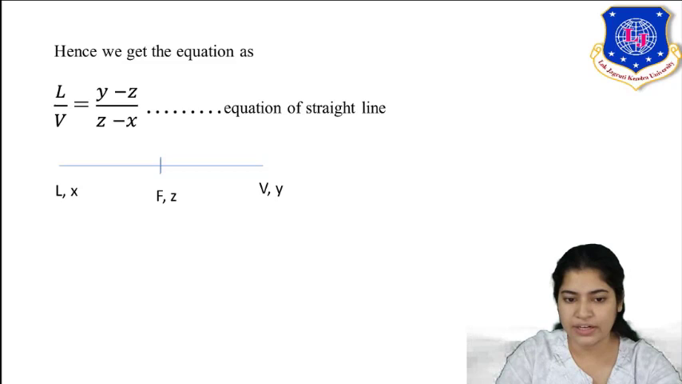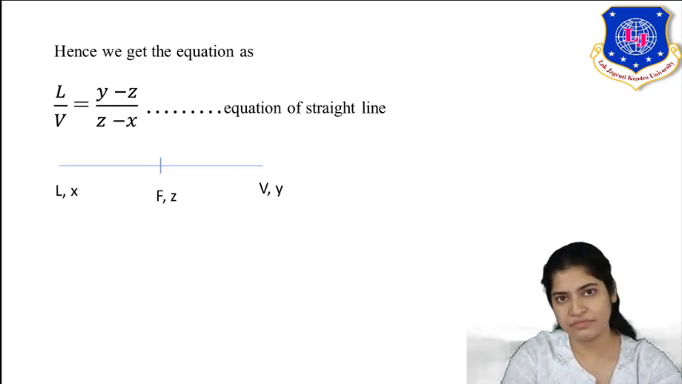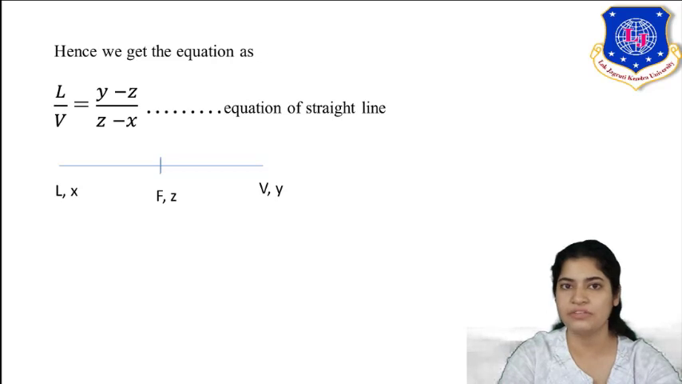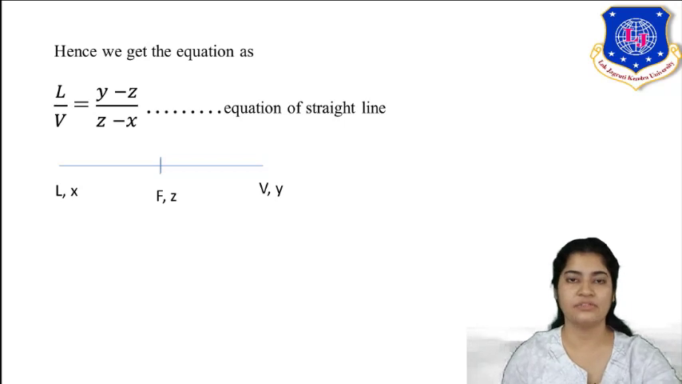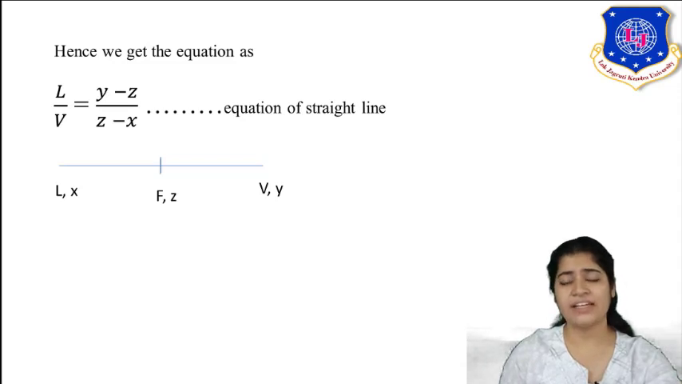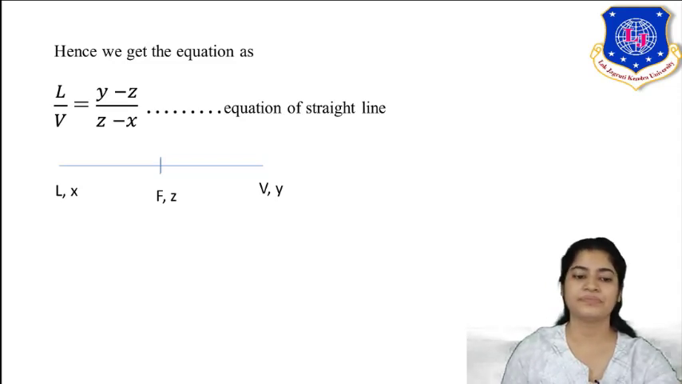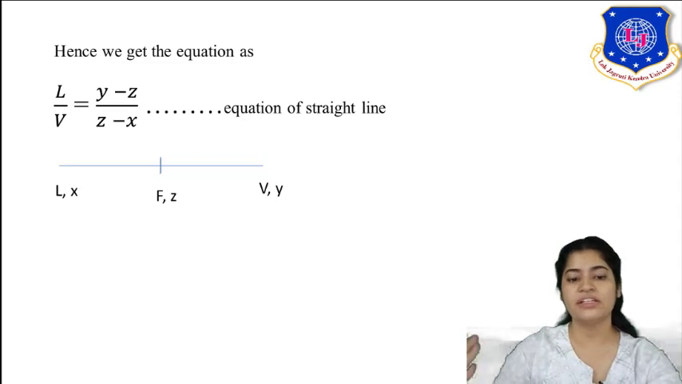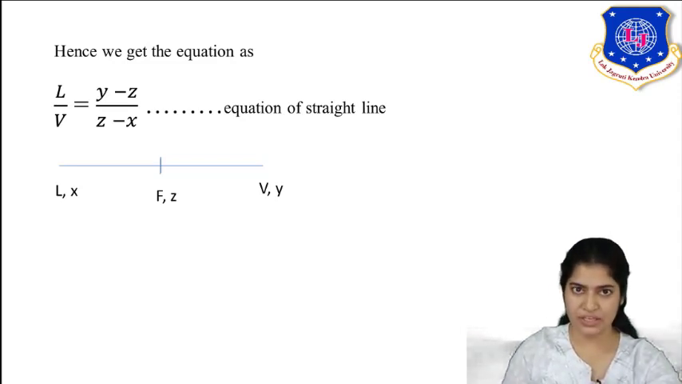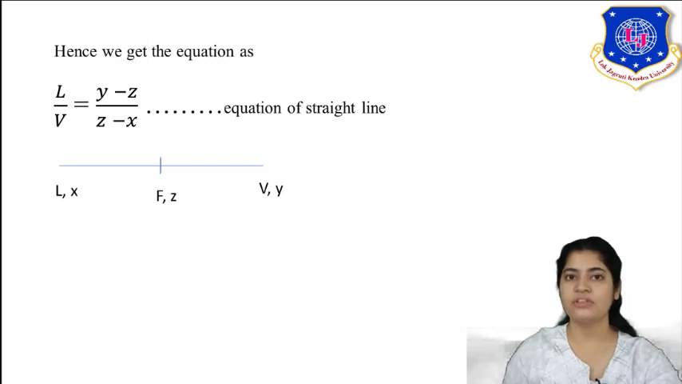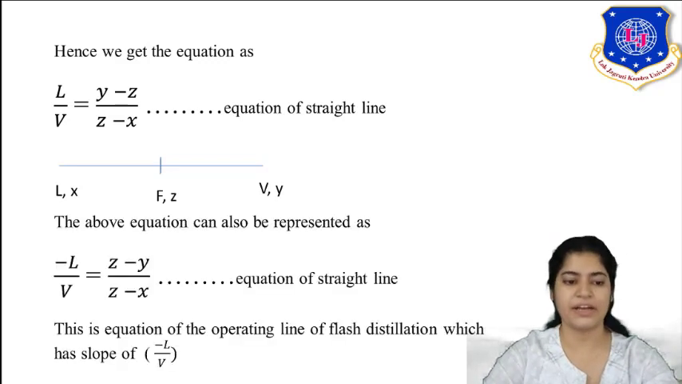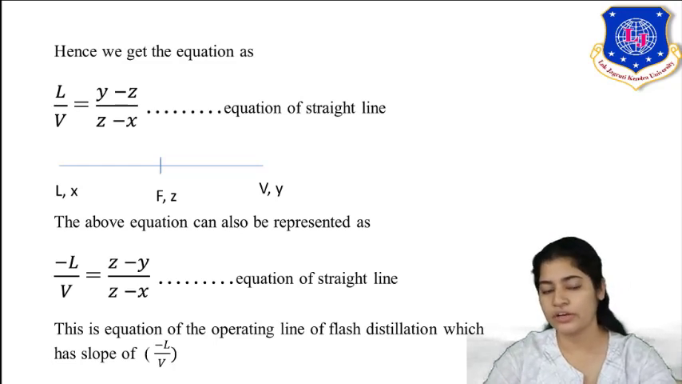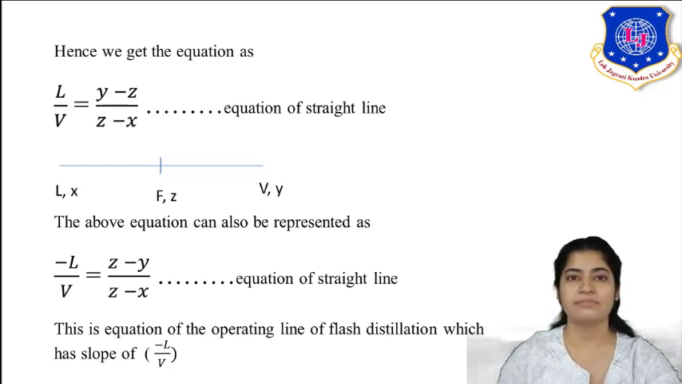So what is the numerator? Y minus Z. Right hand side one, Y, minus the middle one, that is Y minus Z, upon middle one minus left hand side, Z minus X. So that way you have to remember. Draw a line. Left hand side is your LX, right hand side is your VY, and in the middle is your feed and Z. See, it is a property of line now. L by V is (Y minus Z) upon (Z minus X). So that is your equation of straight line. Now I can also change this equation as minus L by V is equal to (Z minus Y) upon (Z minus X).